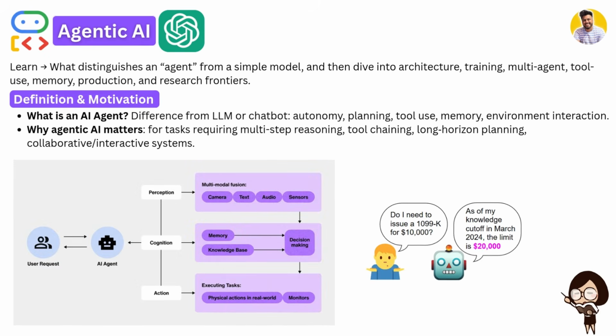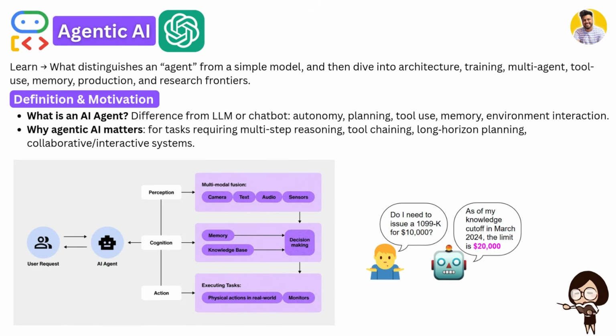The difference between an LLM or chatbot is based on autonomy, planning, tool use, memory, and environment interactions. Why do we need AI agents if the same thing can be done by an LLM with APIs as well? Okay, and then learn about the agentic design patterns.